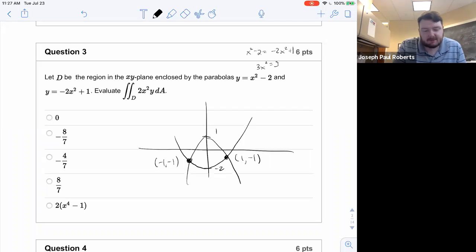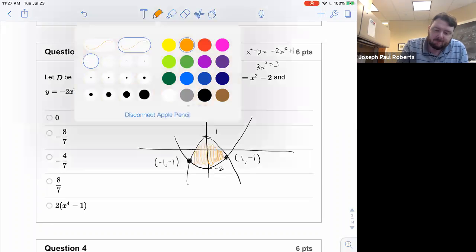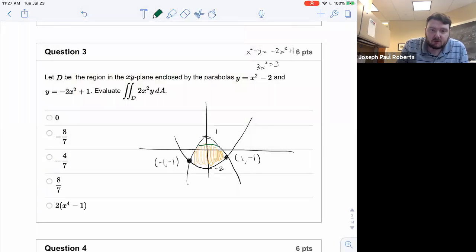As far as getting it set up, we don't want to do dx dy, because for dx dy the left curve and right curve sometimes come from one parabola, whereas for other values of y they come from the other parabola. But this one is okay for dy dx, because it looks like the bottom curve is always y equals x squared minus 2, and the top curve is y equals minus 2x squared plus 1.